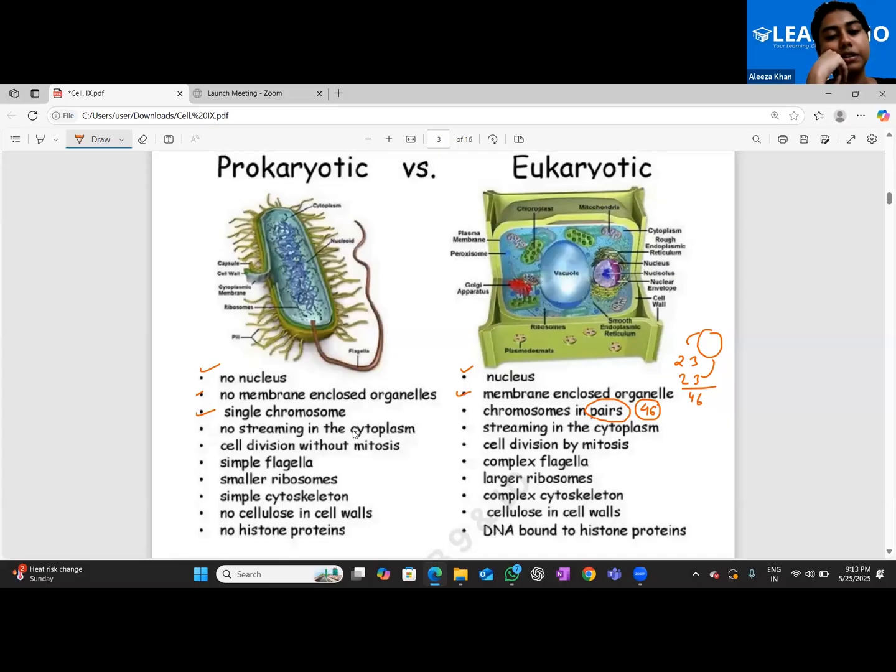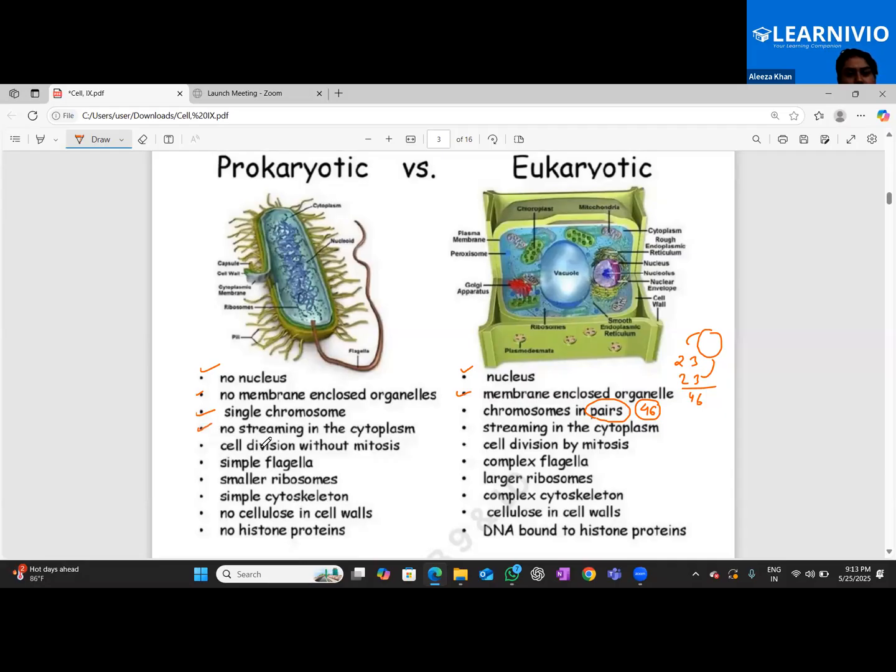Eukaryotes. Now, eukaryotes have the cytoplasm, but prokaryotes don't. Cytoplasm is the fluid content in the cell, and organelles are floating in this cytoplasm. So these four points are in.